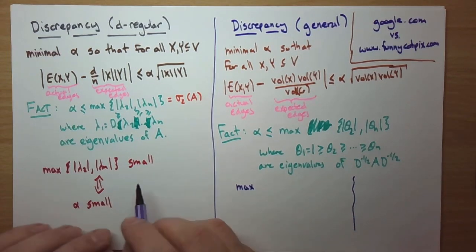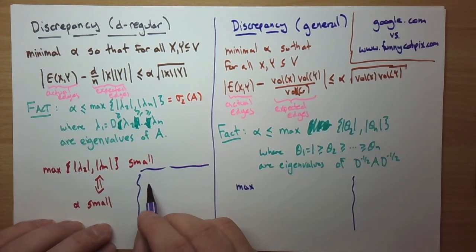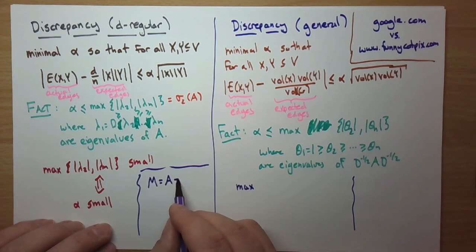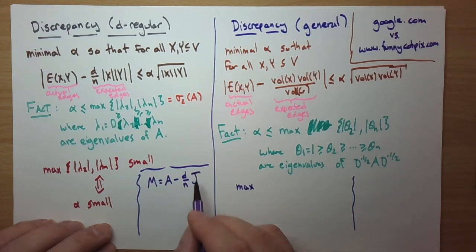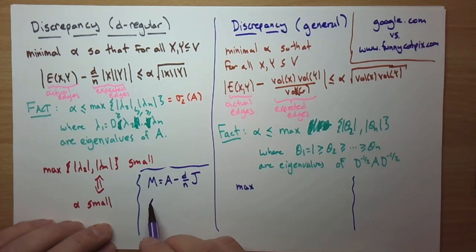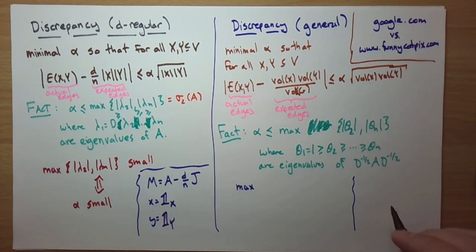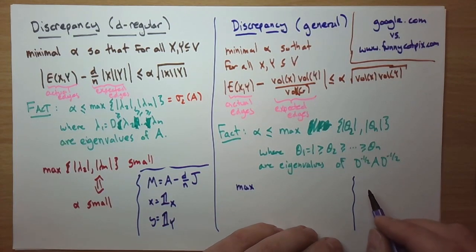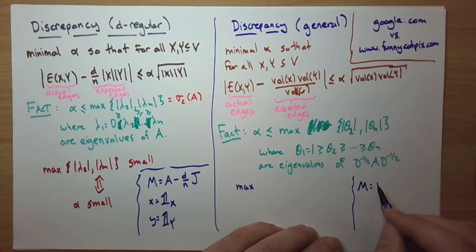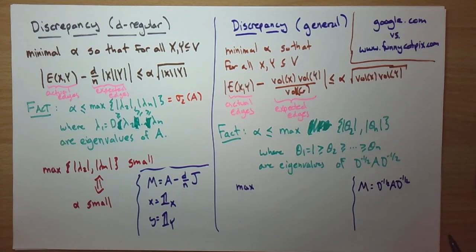If you remember, in our proof sketches we had this matrix M, which we called A minus D over N J. And then we had little x equals the indicator set for capital X, and little y is the indicator for capital Y. And so what happens here is you have M equals D to the minus 1/2 A D to the minus 1/2. All right. And so that's your normalized adjacency.